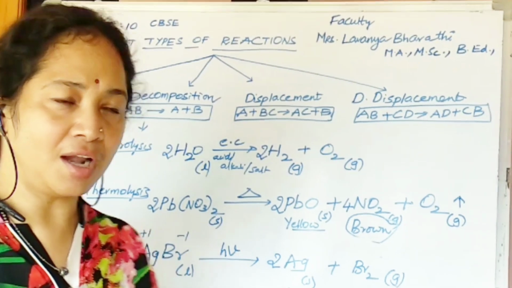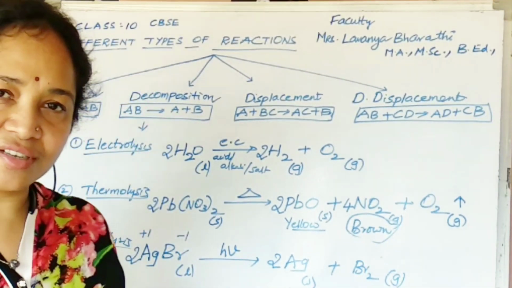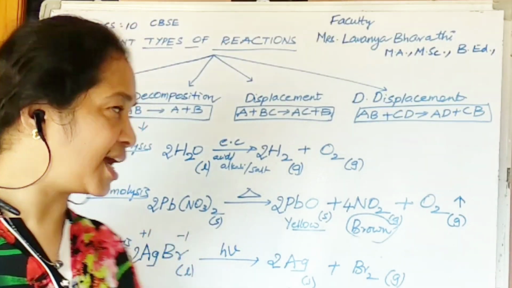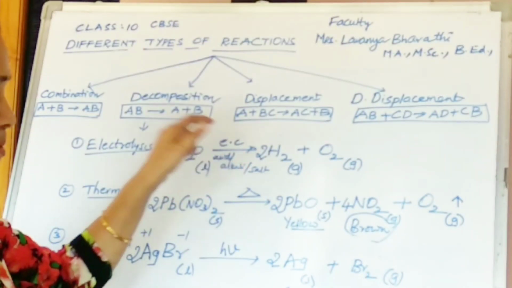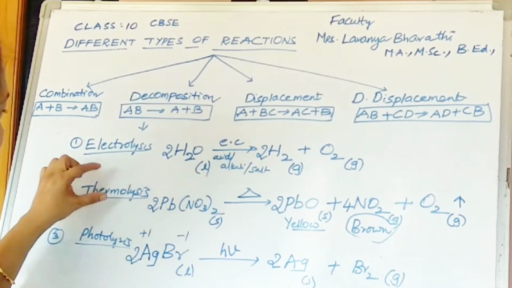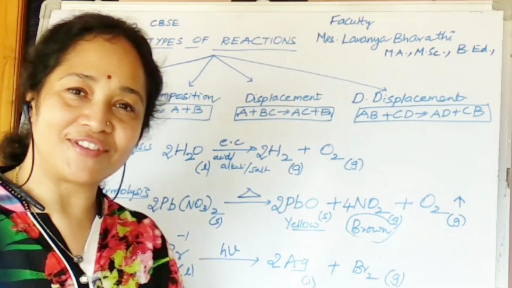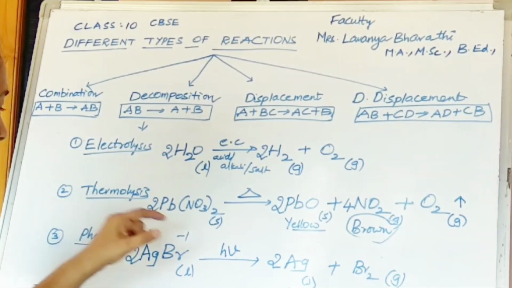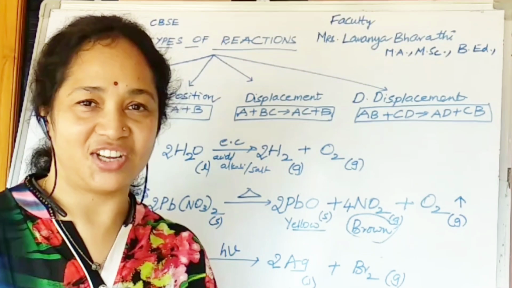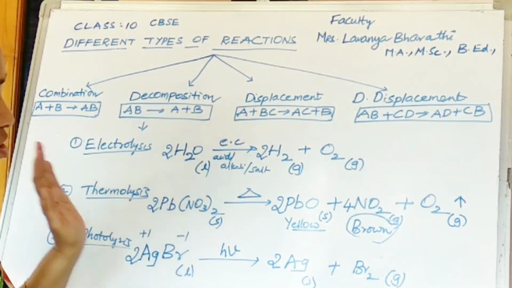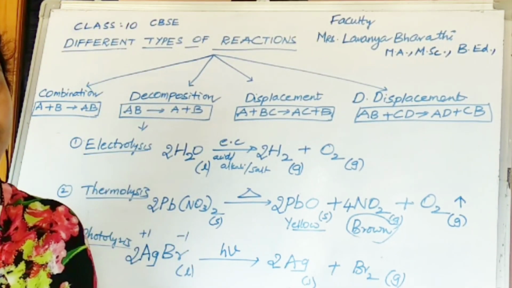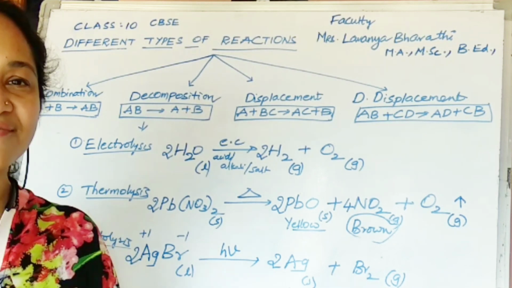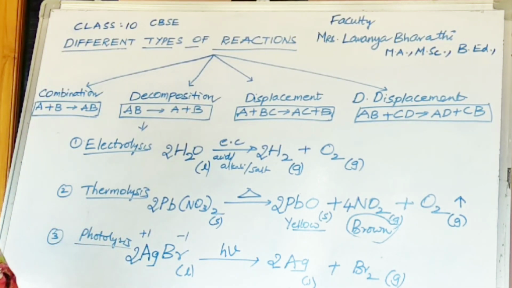Once again I recall, decomposition reaction is categorized into 3 types. Electrolysis in the presence of electric current, thermolysis in the presence of heat energy, and photolysis in the presence of photon energy. In this way, you have to remember all the examples and you have to balance every chemical reaction.